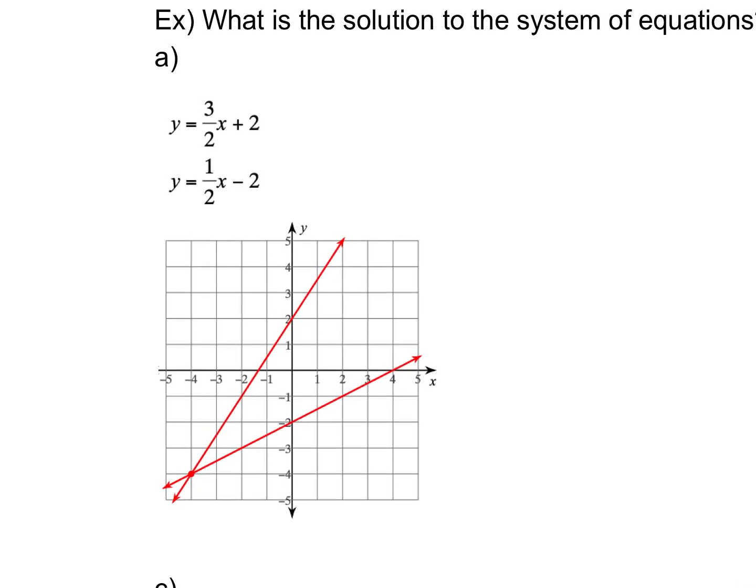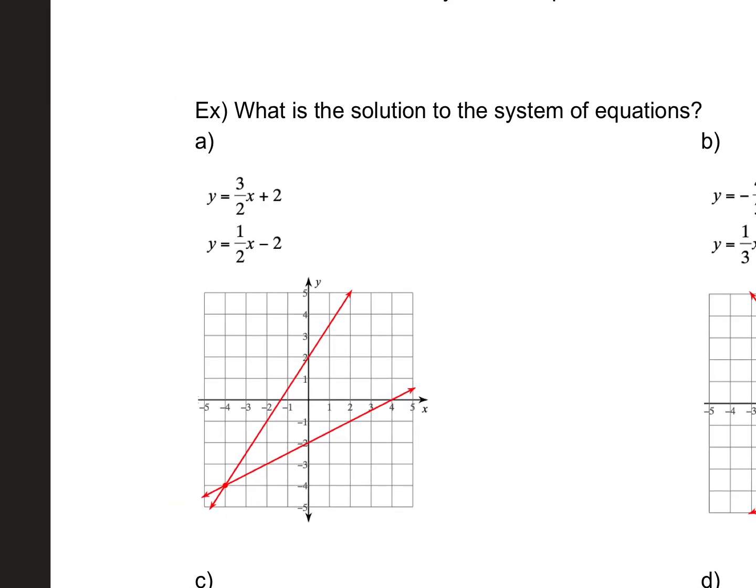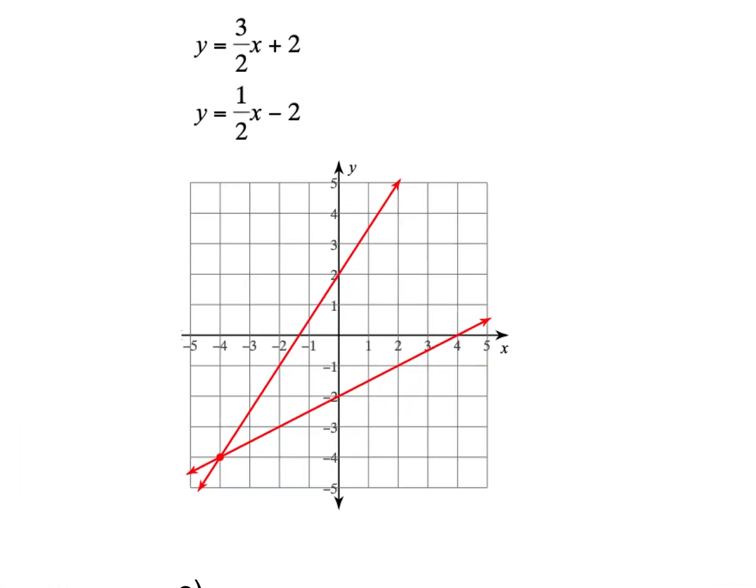on our graph. Now, when we're asked what is the solution to the system of equations, the solution to two equations on a graph is wherever the two lines intersect each other. So, because the intersection of two lines is a point, that means our solution is going to be a point. So, if we look at these two lines, hopefully you can notice where they intersect. We can see an intersection right here.